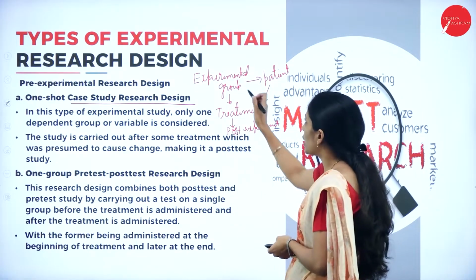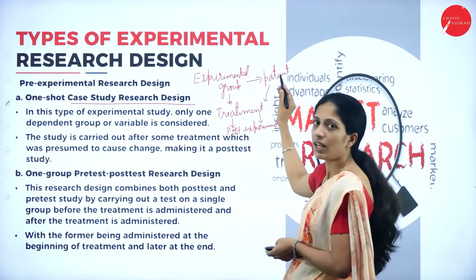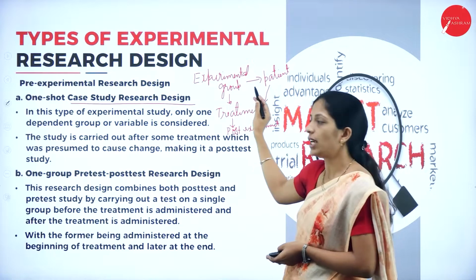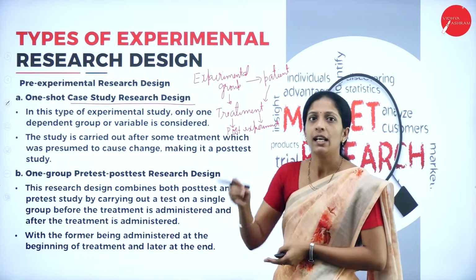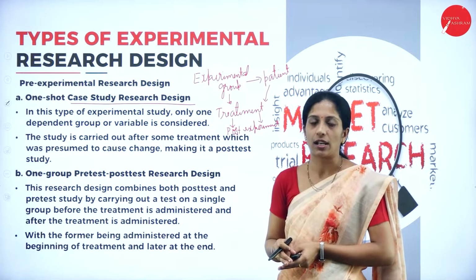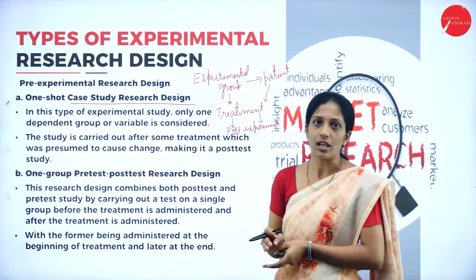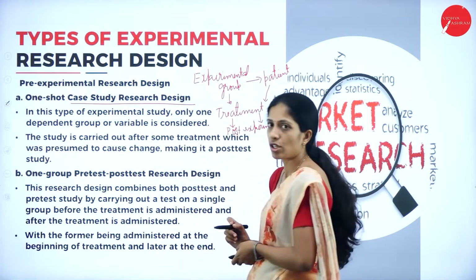So one shot case study means what? Here a variable is being taken as experimental research, that is the experimental group. Here in this example it is the patient. And the next one is the treatment given to him, that is the painkiller. Next we are going to see what the reaction is on that particular patient, whether the pain has reduced or not. That is known as the one shot case study research design.